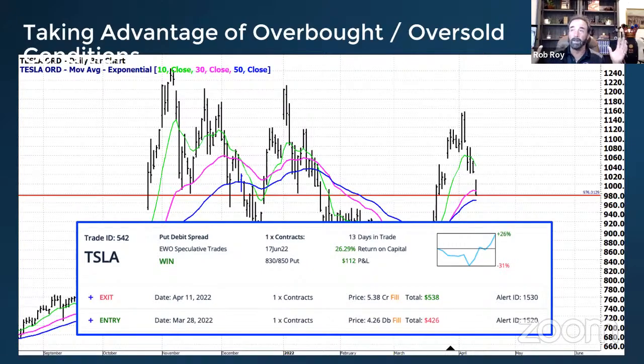That's all it was. It was short-term overbought, expected to come back down. It did. The spread worked well. It did everything that you were expecting it to do, generate a nice gain. That's the type of thing that you get in the speculative portfolio.